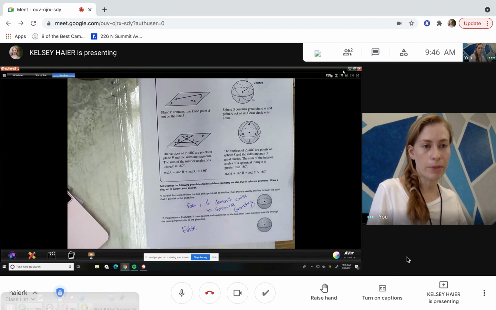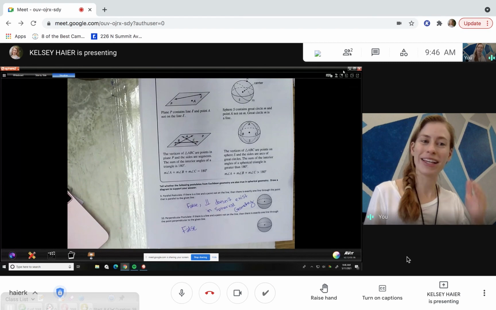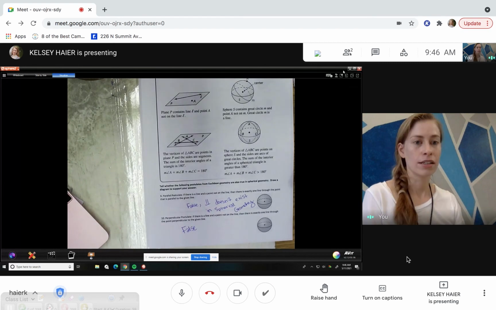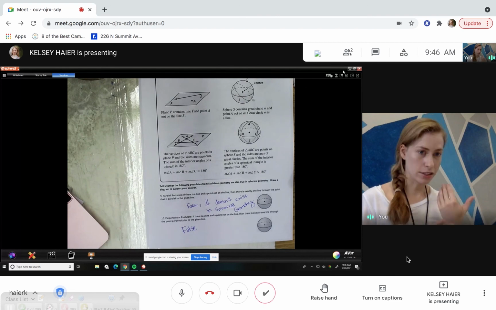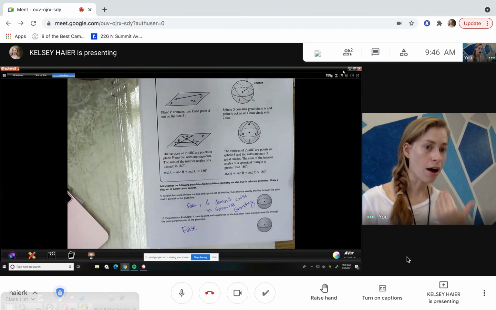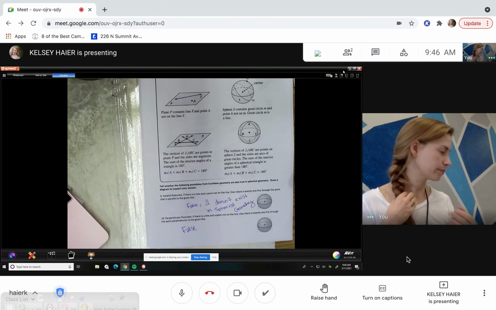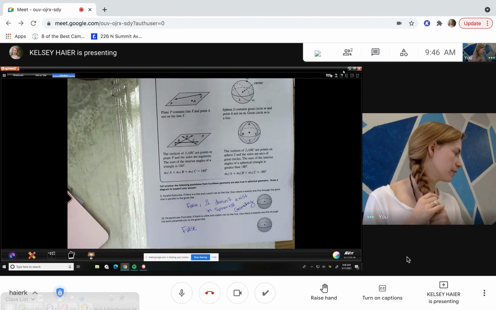So the biggest thing about spherical is that there are no parallel lines, because they all intersect, and it's possible not to have perpendicular lines. That is it. Okay.